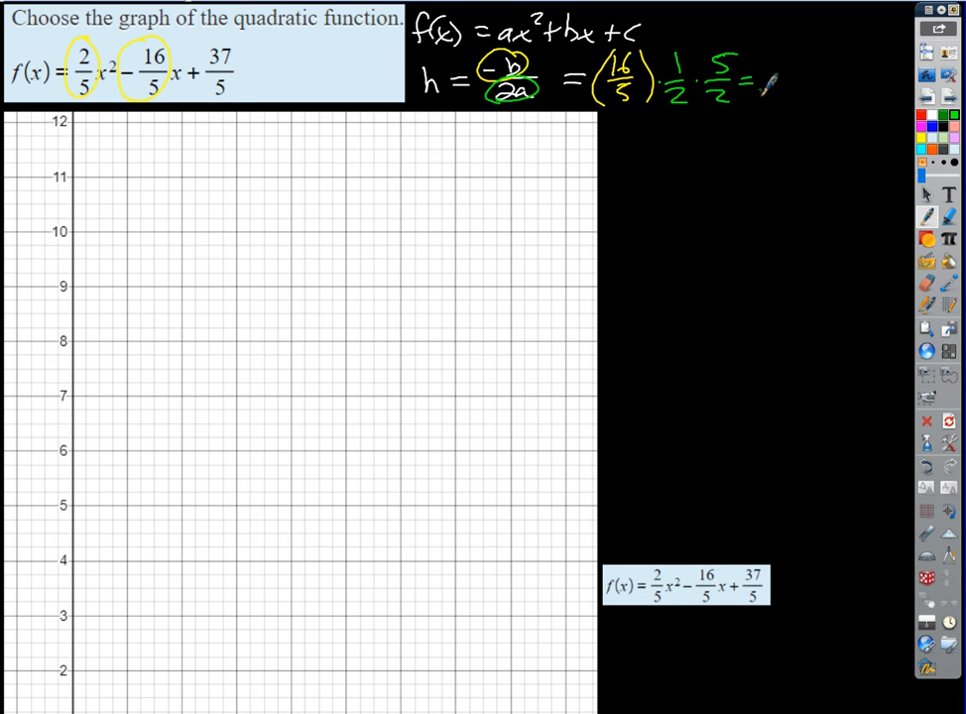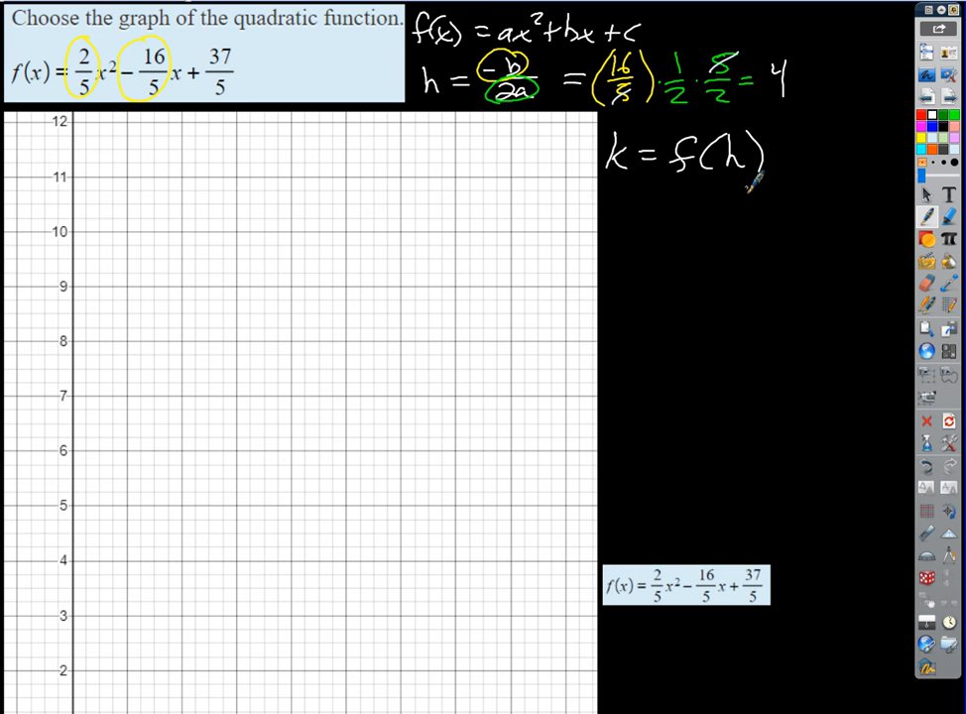If I simplify all that, what's going to happen? 5's canceling. 2 times 2 is 4. 16 over 4 is what? So we just get 4. h is 4, right? So there's the x coordinate of the vertex. How do I always find the y coordinate that goes with an x coordinate? Plug it in. So we know that k has to just equal f of h, every time.